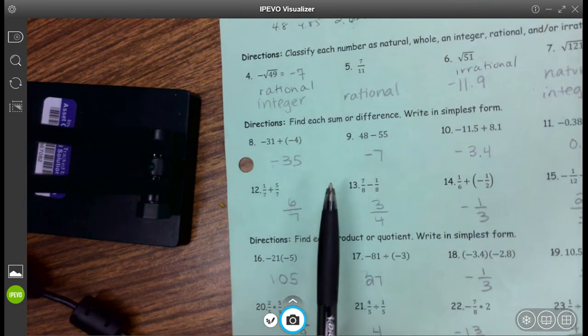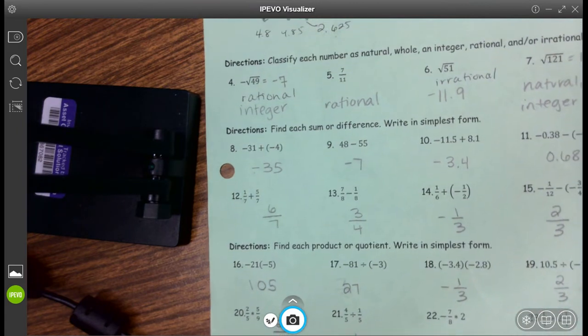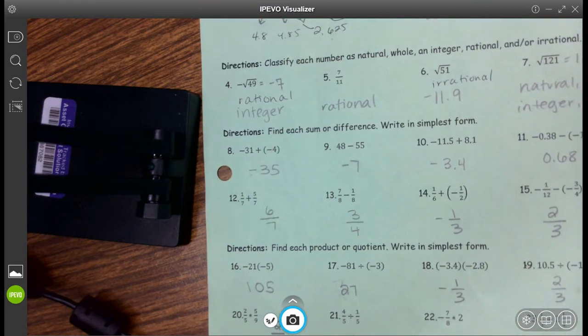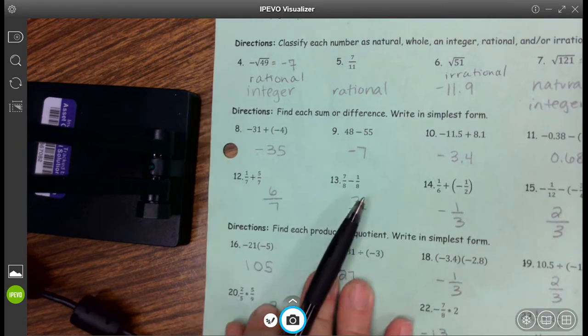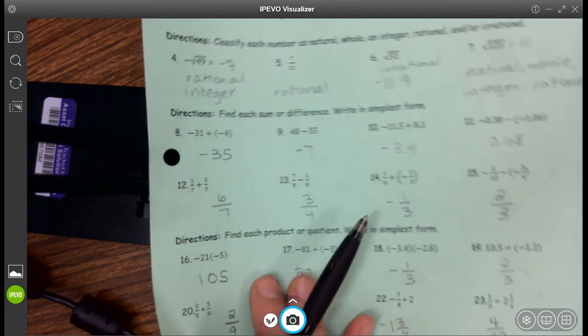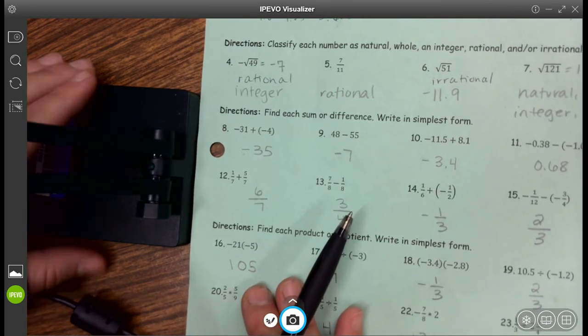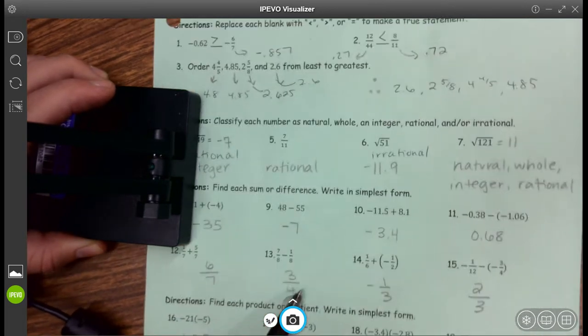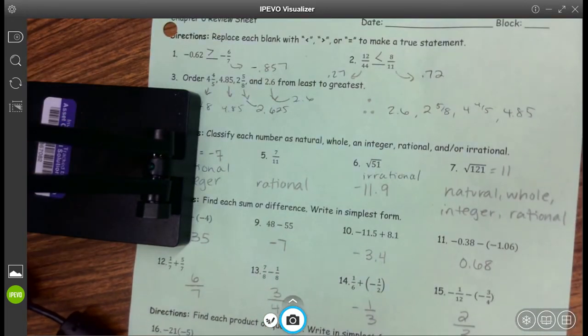Here we have negative 31 and negative 4. We add them together, that's negative 35. Here, all of these should be easy to use in your calculator. The only questions I had with some of these were, how do we complete fractions in the graphing calculator?